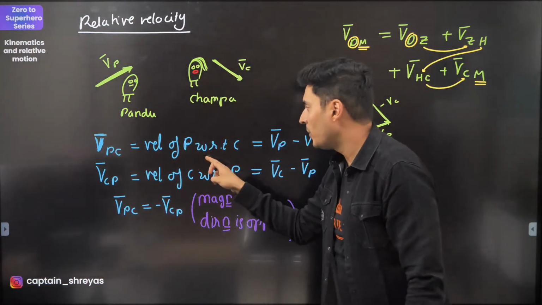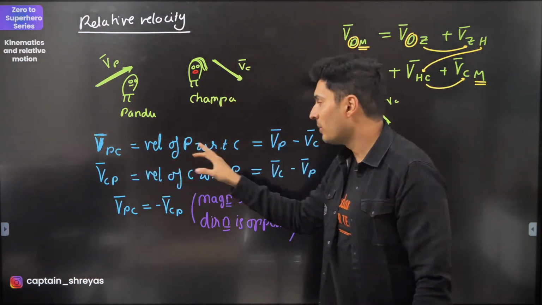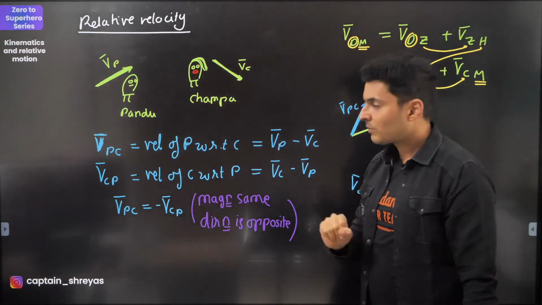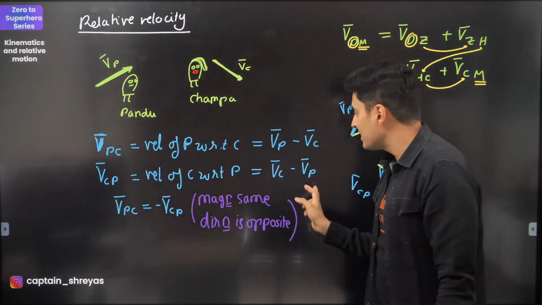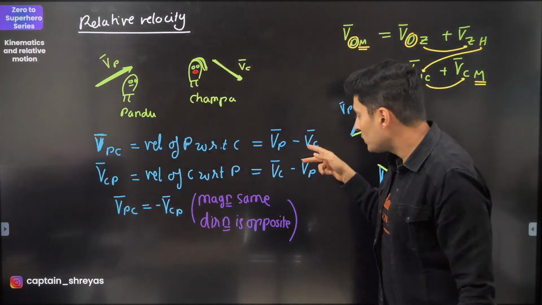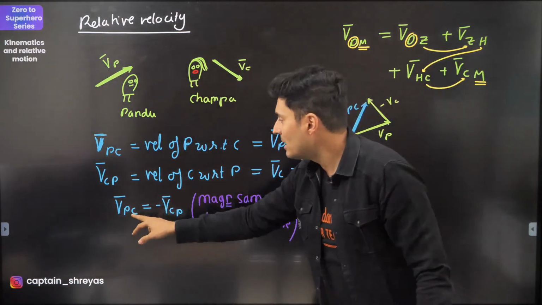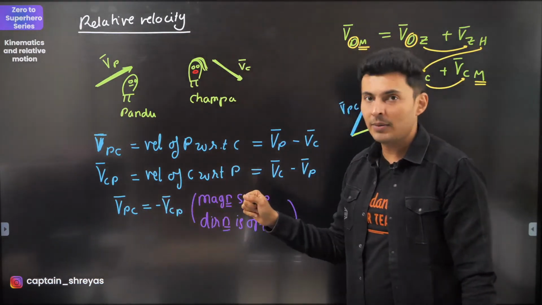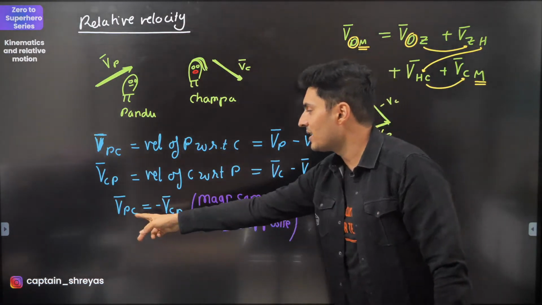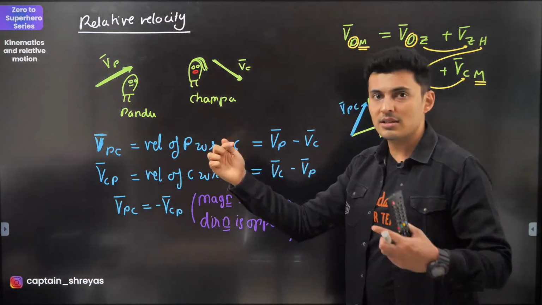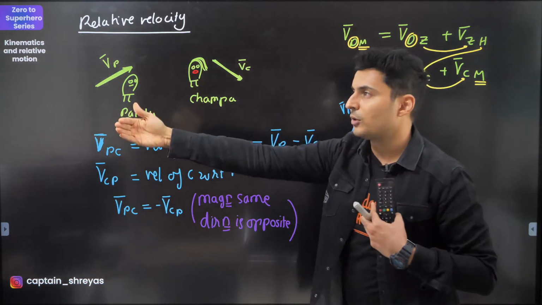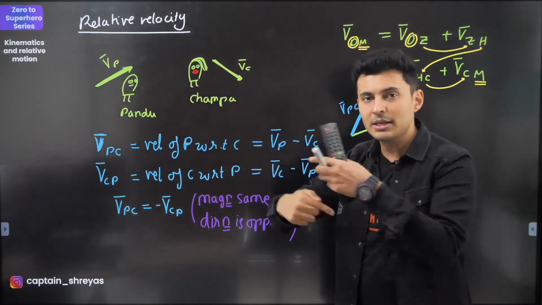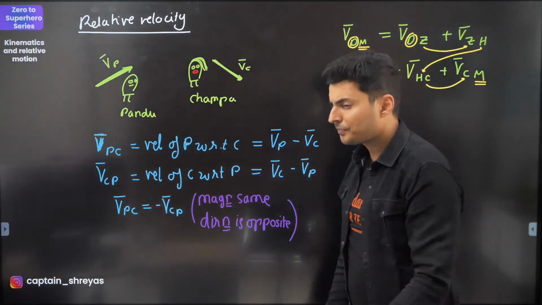VPC is the velocity of Pandu with respect to Champa. Formula wise, it is VP minus VC. If I say VCP, it is VC minus VP. You can see both are opposite of each other. So VPC is the negative of VCP. The magnitudes are the same, just their directions are opposite. 1 with respect to 2 and 2 with respect to 1 are equal and opposite, always.